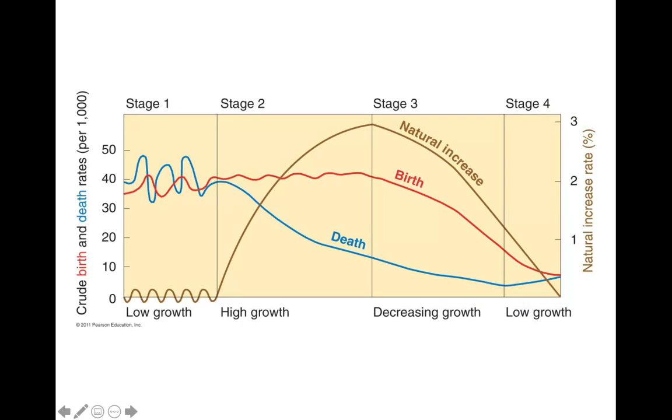Again, here's what stage 4 looks like. Your crude birth rates and your crude death rates are nearly even. Therefore, your natural increase rate is near 0. Your population is not growing and it's not shrinking. Instead, it's simply maintaining.